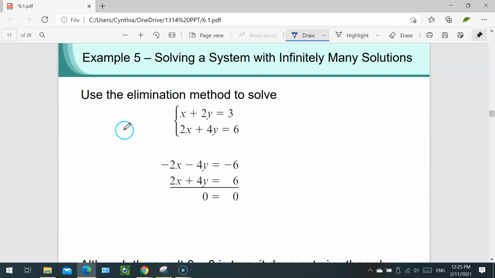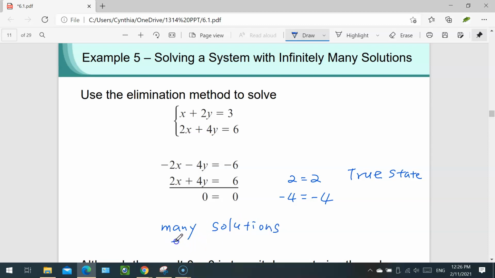Sometimes, when you have a system of linear equations, by the end, when you solve it, it turns to 0 equals 0, or 2 equals 2, or negative 4 equals negative 4. That means this is a true statement. In that case, you will have many solutions.